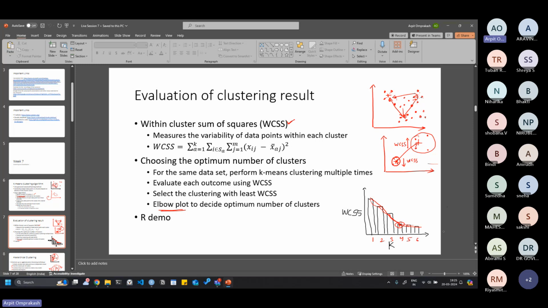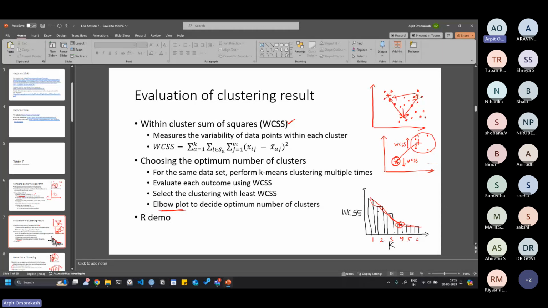So in k-means clustering, to choose the optimum number of clusters, K, what we do is for the same data set, we run k-means clustering for multiple values of K, 1, 2, 3, 4, and so on. And then we plot the value of WCSS or within cluster sum of squares. And this plot is called an elbow plot.